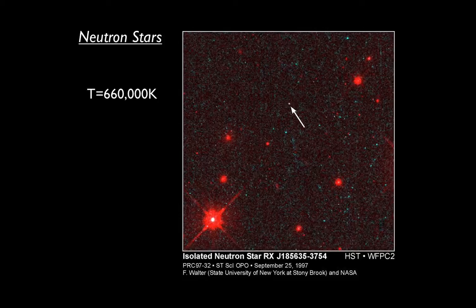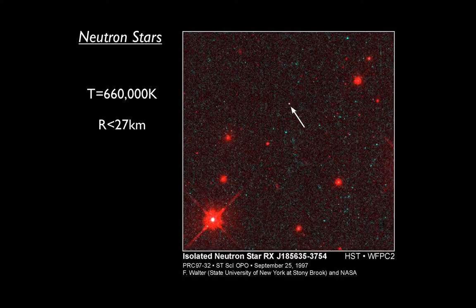Neutron stars are extremely hot because they're so dense. The temperature of this star, observed by the Hubble Space Telescope, is 660,000 degrees Kelvin. However, they're still extremely challenging to observe because even though their temperature is extremely high, their radius is tiny. The radius of this neutron star has been measured to be less than 27 kilometers wide.